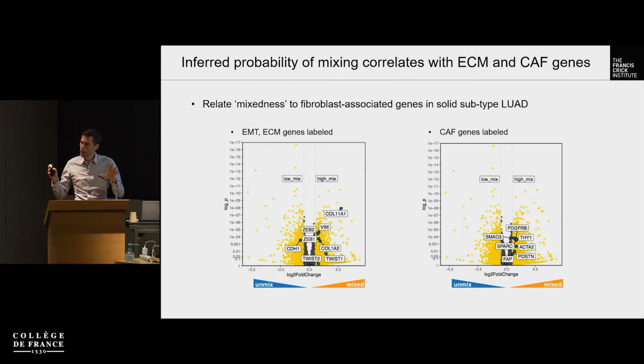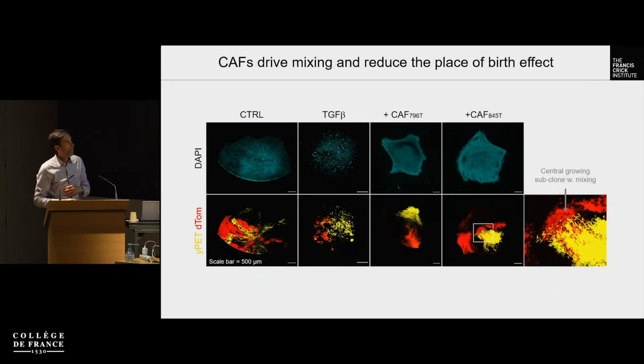So we then thought, well, perhaps this could be telling us that fibroblasts, which we know drive migration in this system, are driving this mixing of the tumours, and they're driving this signature that we're seeing. So we went back to our experimental systems, now doing co-cultures of these models with the cancer-associated fibroblasts, two different ones called CAF 796 and 845 here.